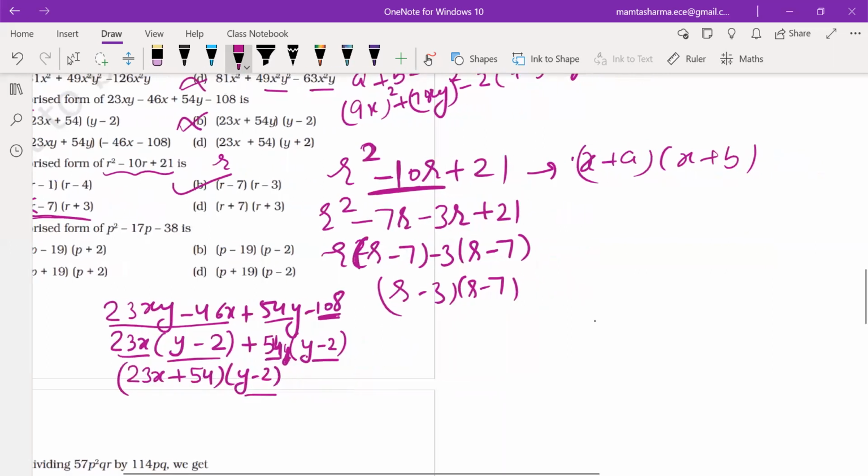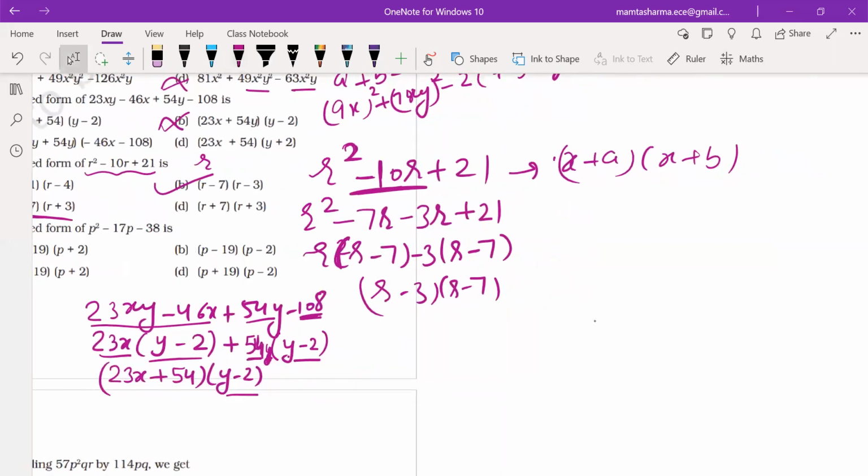Yes, Shubhra, you are making very little, silly mistakes. Here r minus 3 would come. Take the minus 3 as common.